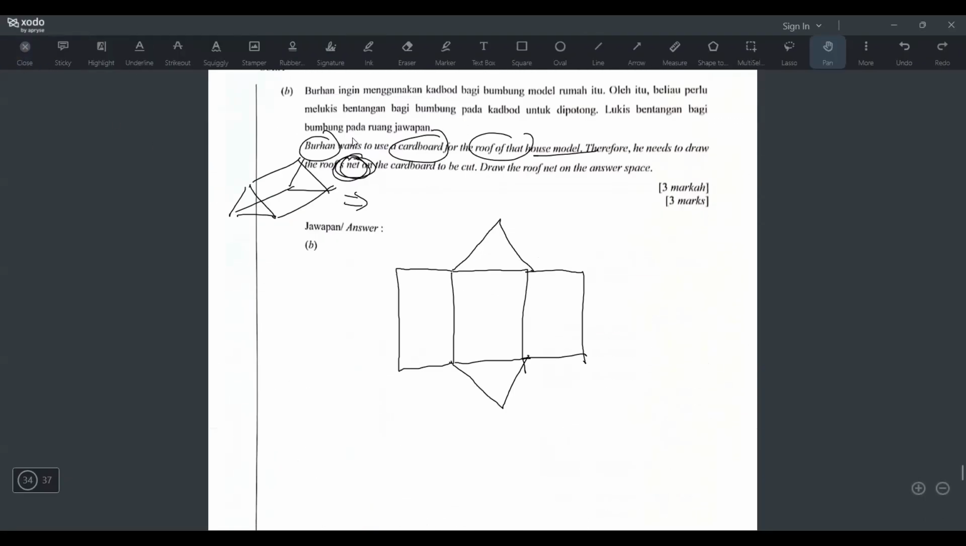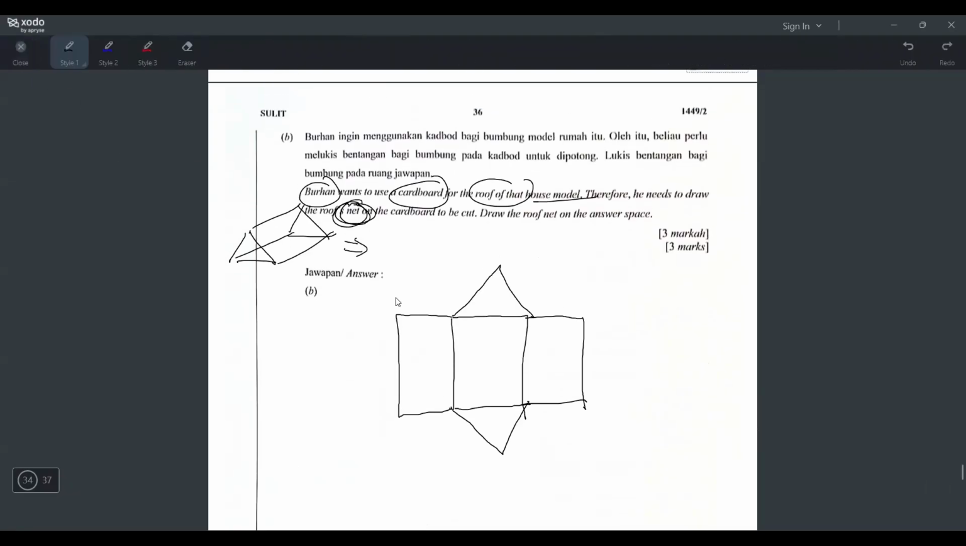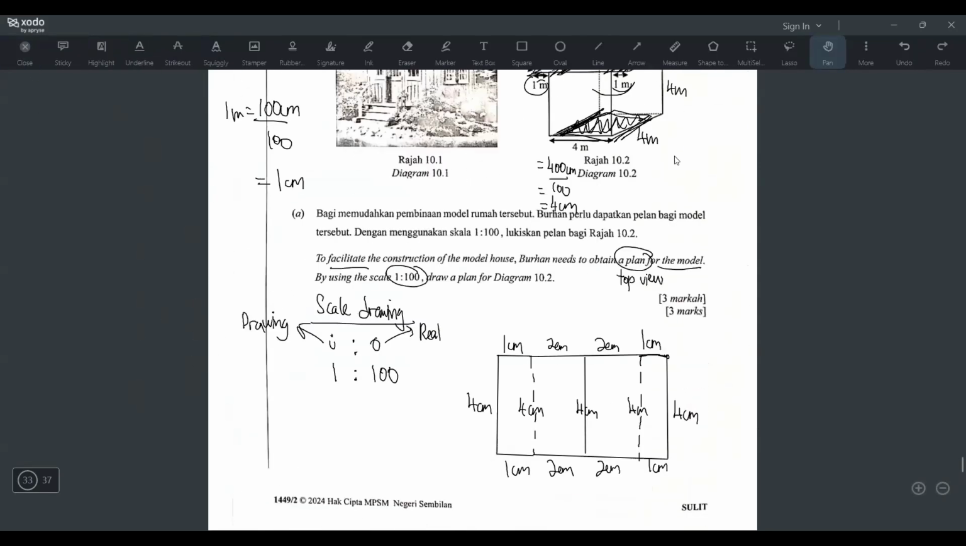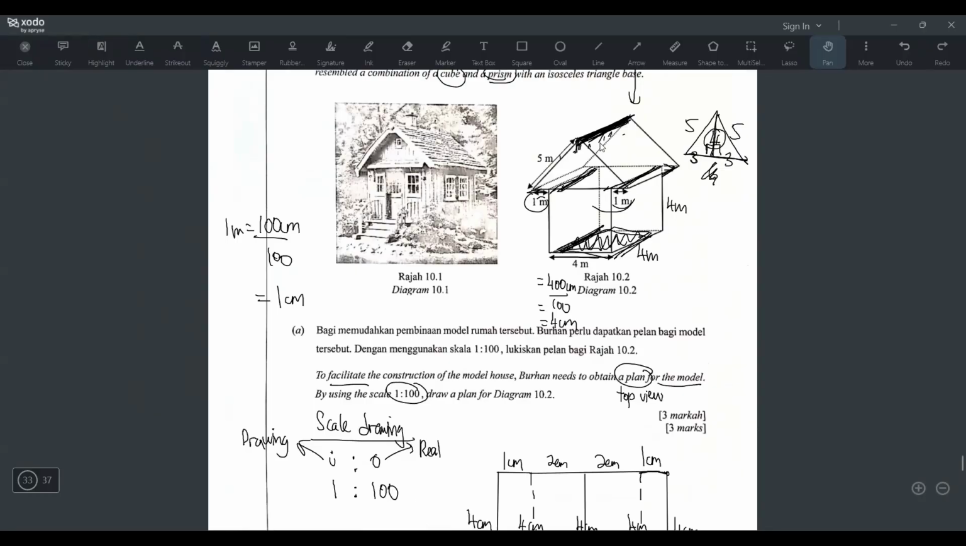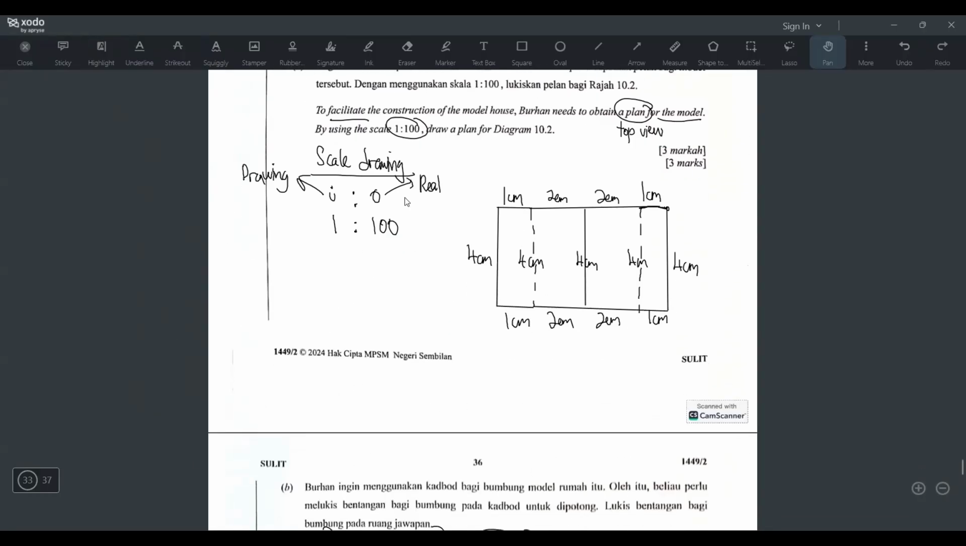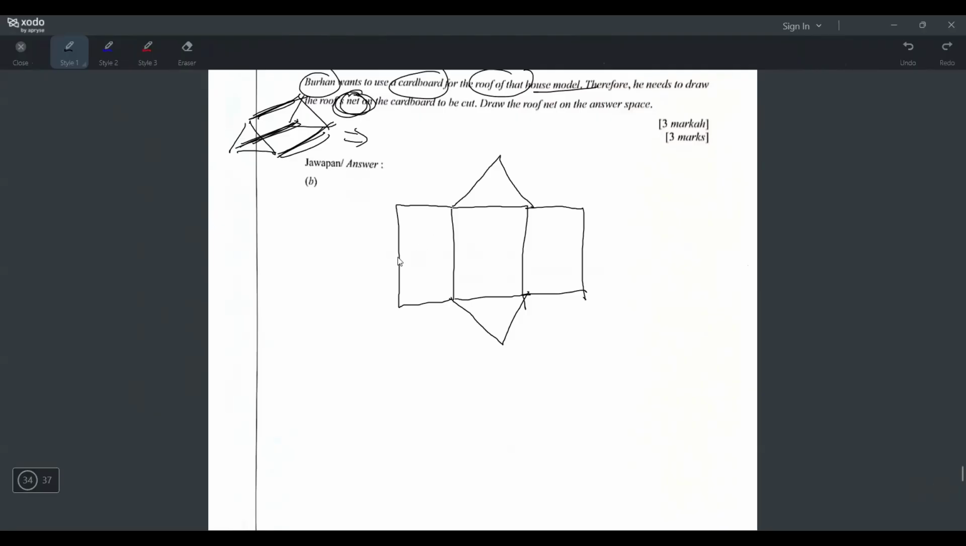What would be the length for the roof here? First thing is, I think I need to know this length first. So this length will be how many centimeters? This length will be these three lines, I think. One, two. Yeah, it's these three lines. So how long is that line? Let's see. It should be 4 meters. Divide by 100, of course, because of the scale. So 400 cm divided by 100, it should be 4 cm. So you have to measure exactly 4 cm when you draw this.